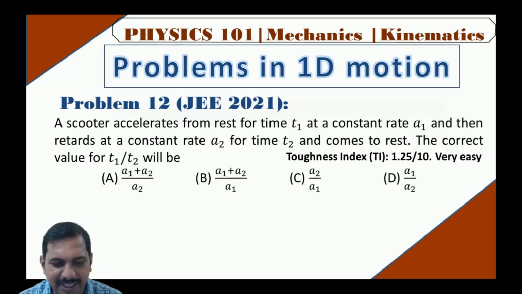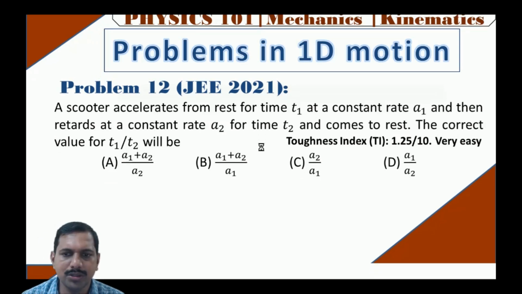Hello students, let us take another problem in 1D motion. This problem has appeared in JEE 2021 and it is a fairly easy problem. Just because it has appeared in JEE, I have made it 1.25, but it is generally an easier problem, between 1 and 1.25. The problem goes something like this.